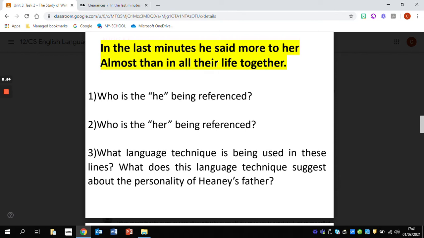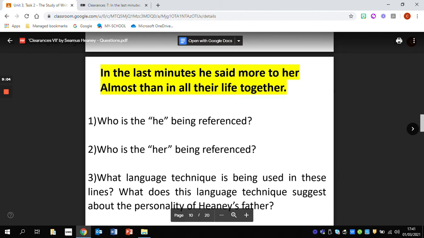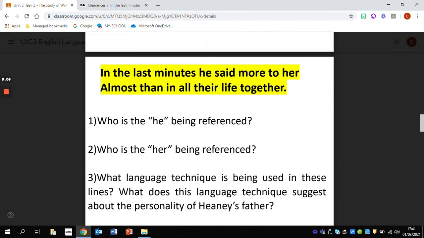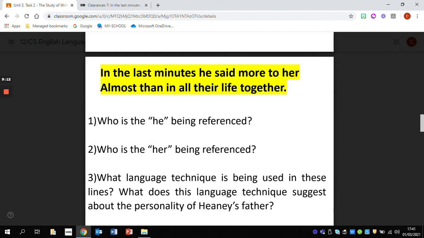The he being referenced is the father and the her is the mother. Okay, language technique used here, so there's hyperbole used here, because he is exaggerating the fact that in the last minutes he said more to her almost than all their life together. We are assuming that he has probably said more than the 2 sentences that he is going to say to her. He's probably said more to her, but it's the fact that what he says to her has quite a deep and personal meaning. Okay.